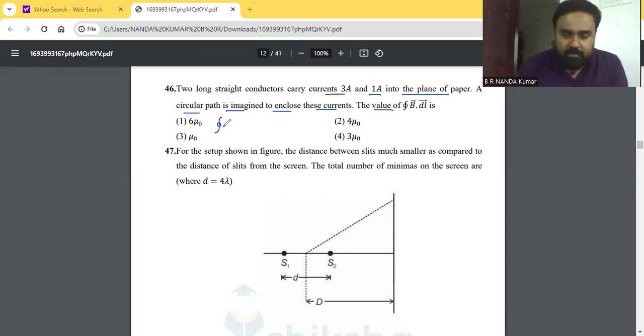So according to Ampere's circuital law, the line integral of magnetic field around any closed circuit is equal to mu naught times the net current passing through the closed loop. So here the net current is 3 plus 1, which is 4. So this is 4 times mu naught. So the right answer is option 2.